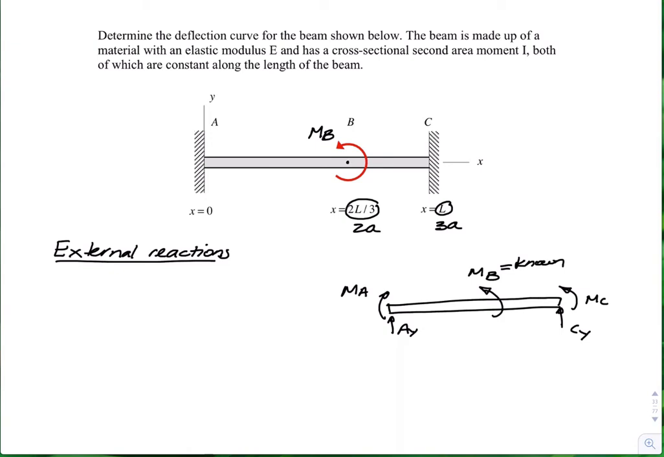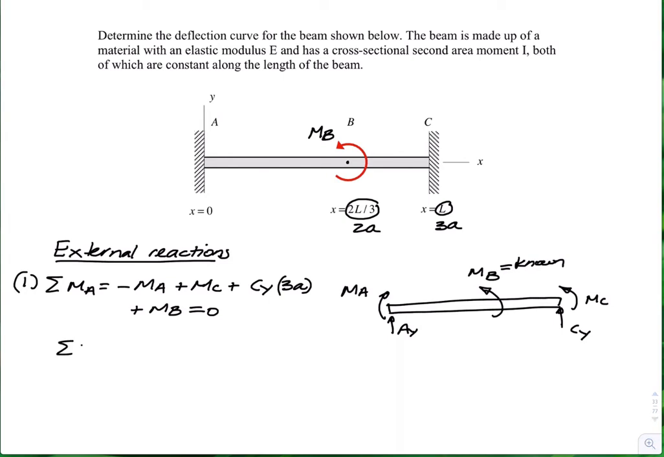Right away we know we're in trouble here, because we're going to have far too many unknowns for the equations. But let's find out how bad it actually is. If I do a summation of moments about A, I get minus MA, the reaction from the wall at A. I have reaction MC there on the right side. I have CY, which has a moment arm of 3A. And it looks like I'm missing MB, the applied couple. So this is going to be equation 1.